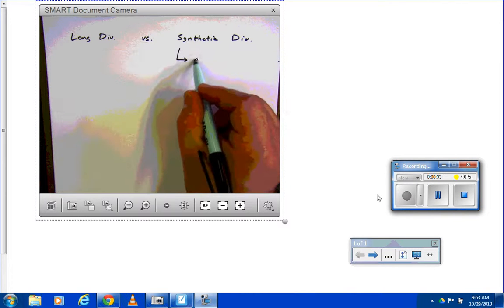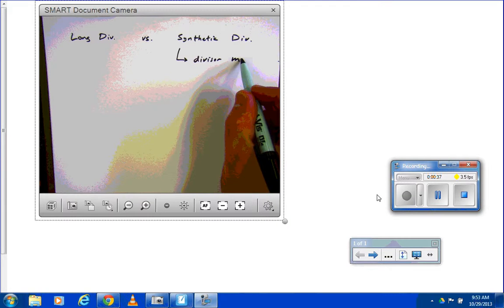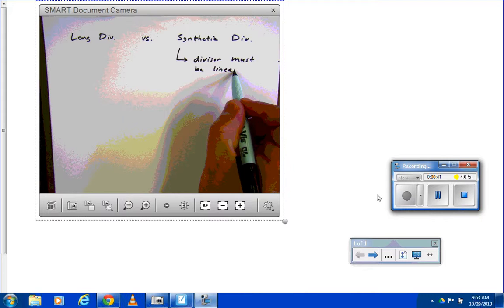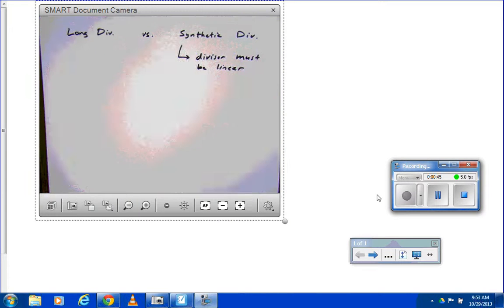The divisor must be linear. If my divisor is not linear, then I'm going to have to use long division. And it's like, oh, crap.